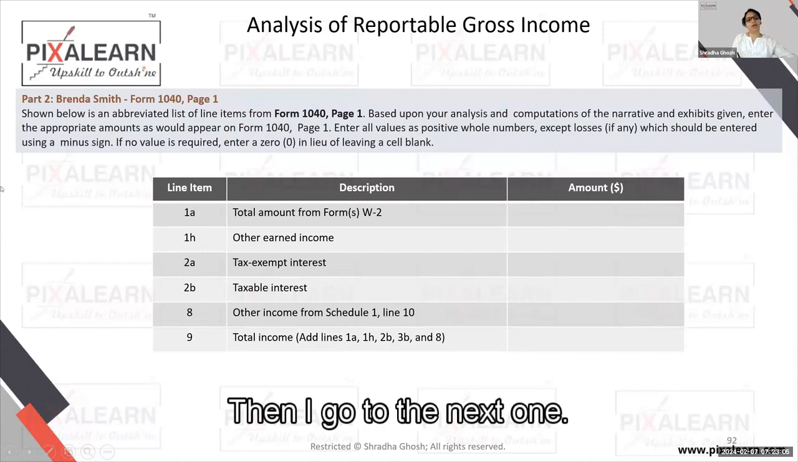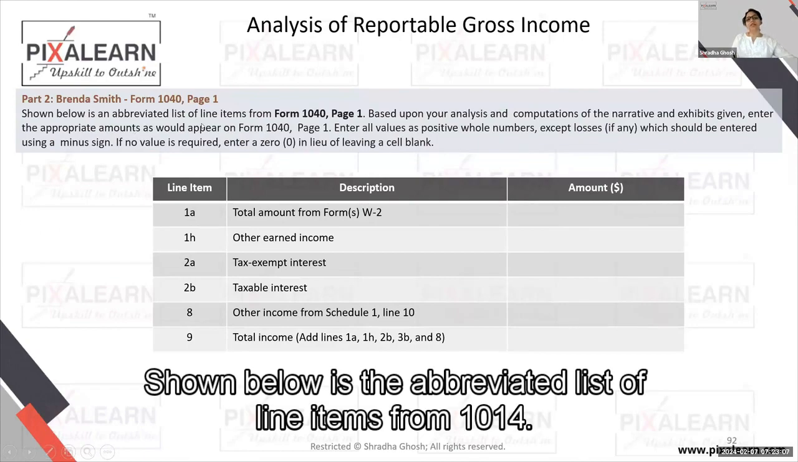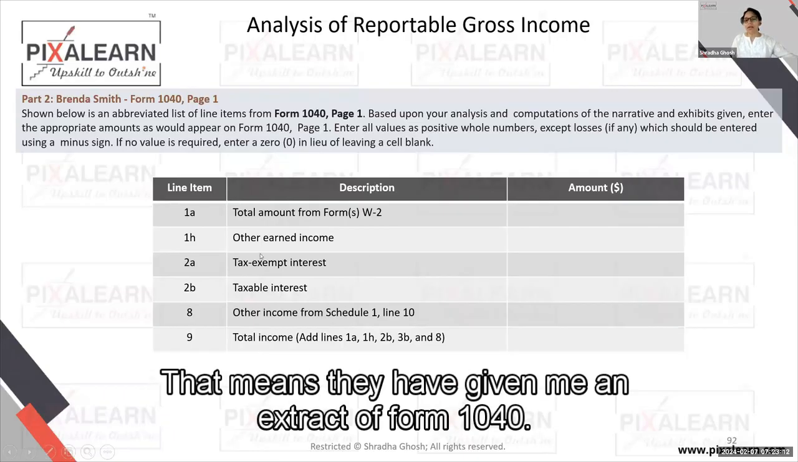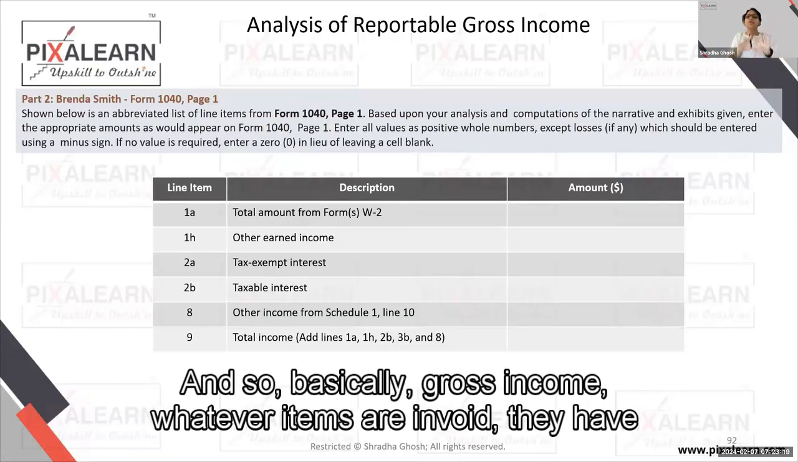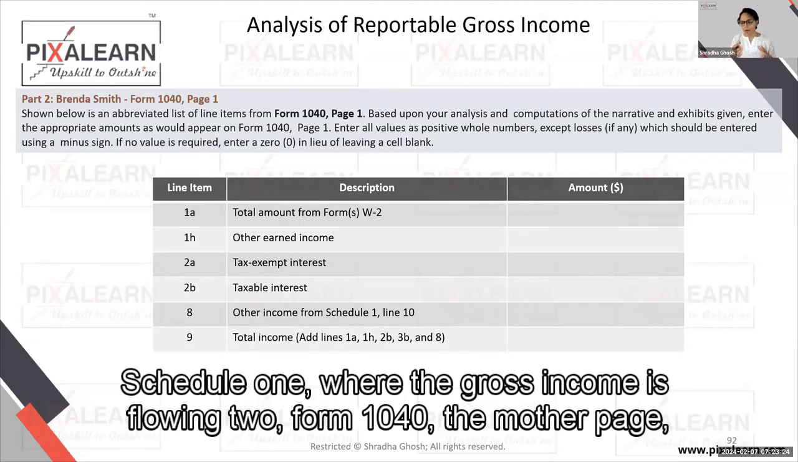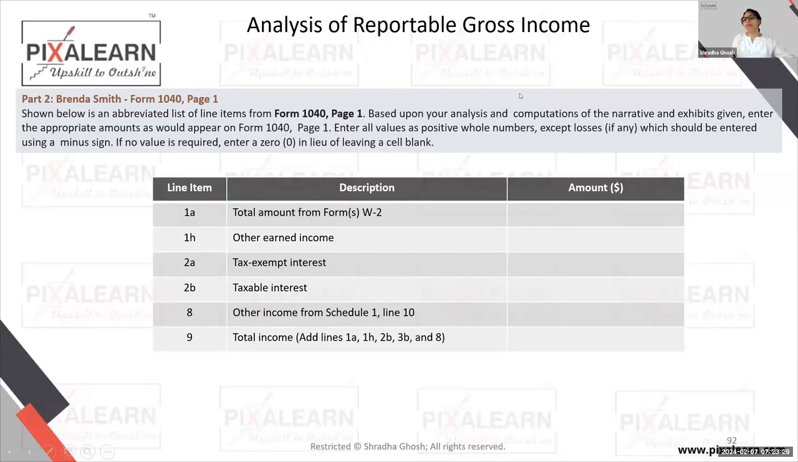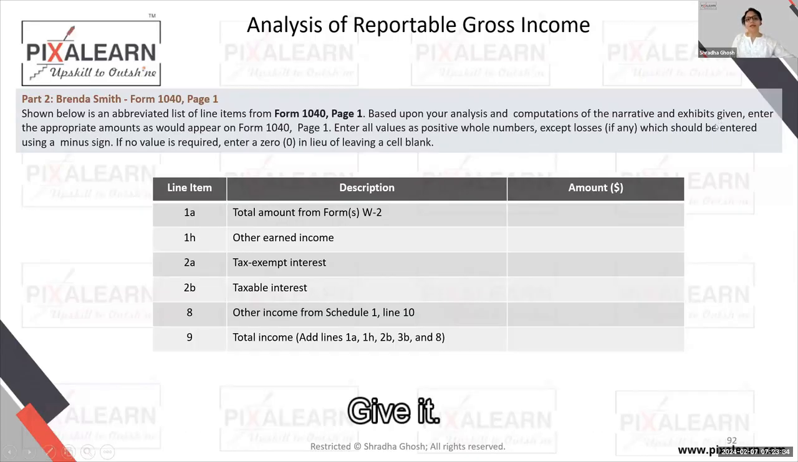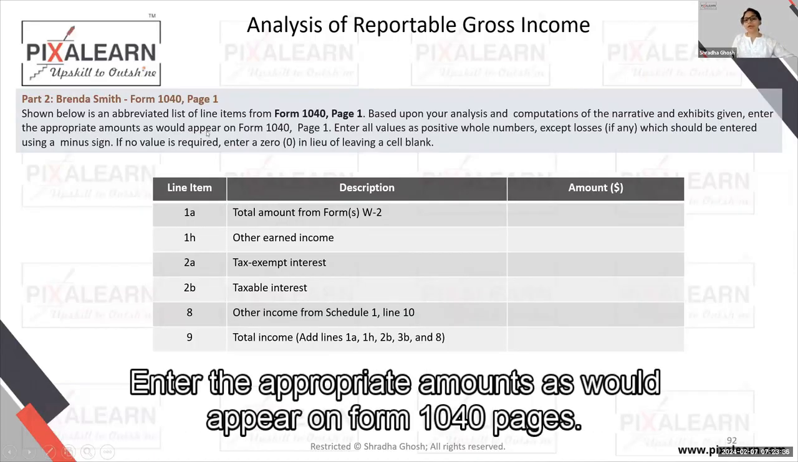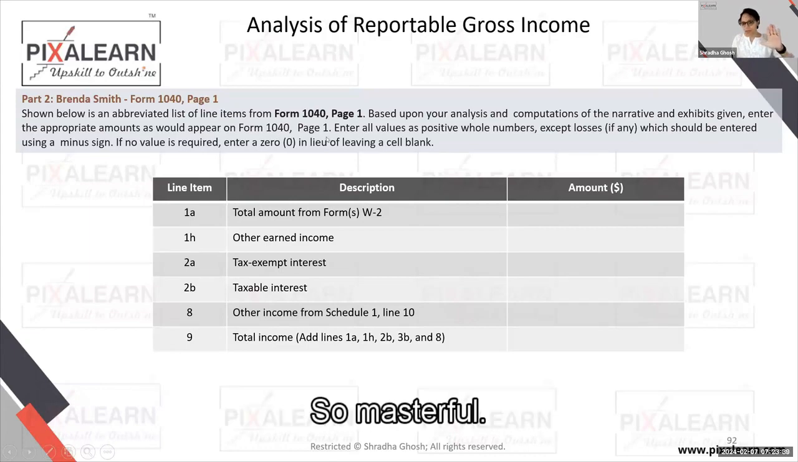Then I go to the next one. Shown below is the abbreviated list of line items from Form 1040, page 1. That means they have given me an extract of Form 1040, my mother form, page 1. And so basically gross income, whatever items are involved, they have given me everything. They have given me schedule 1, where the gross income is flowing, to Form 1040, the mother page. Based upon your analysis and computations of the narrative and exhibits given, enter the appropriate amounts as would appear on Form 1040, page 1. So master form.